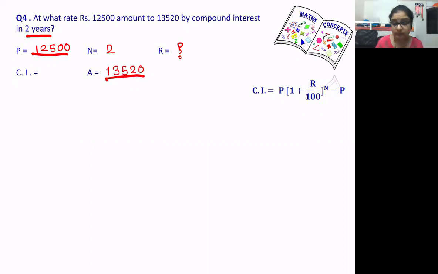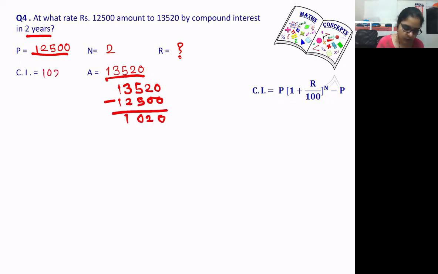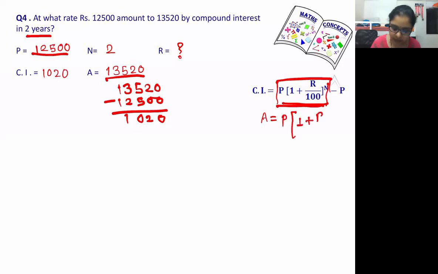How much is it? 13,520 minus 12,500, which is 1,020, right? 1020. We have also learned the formula for amount when it is compound interest. If you learn the formula for compound interest completely, you will know the formula for amount also. Just the first part of the compound interest formula is amount. P into 1 plus R upon 100 raised to N. This is the formula for amount.